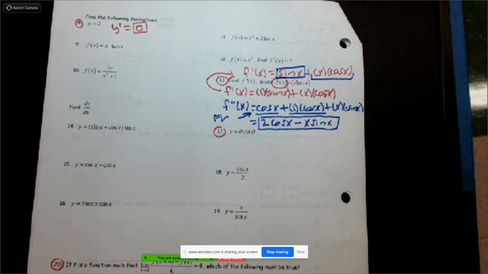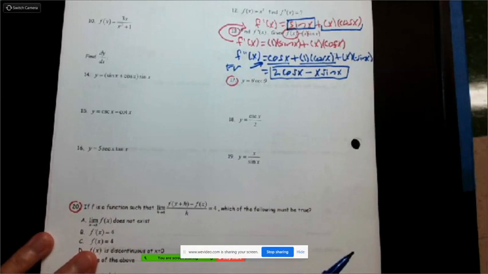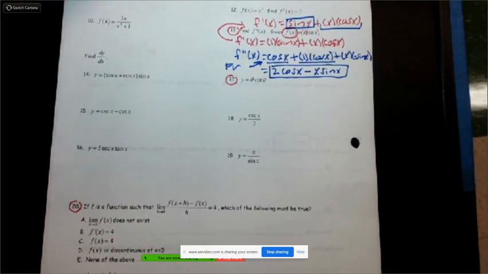All right. If you're ready on number 17, is that 17? Thumbs up. You guys are ready.